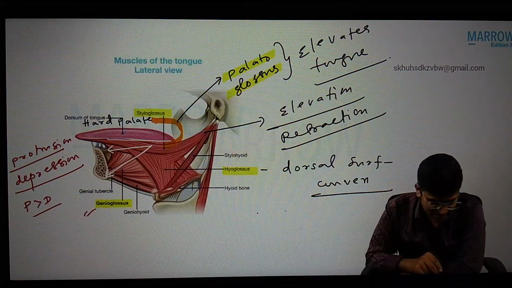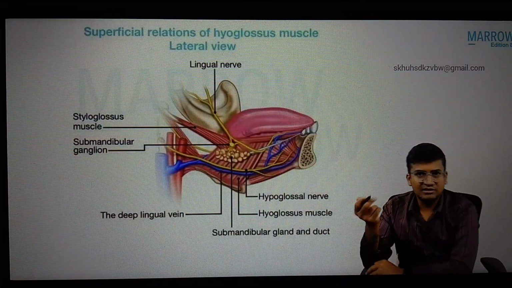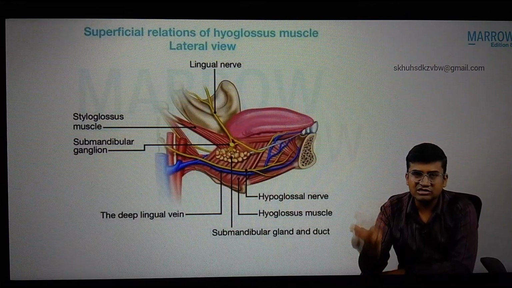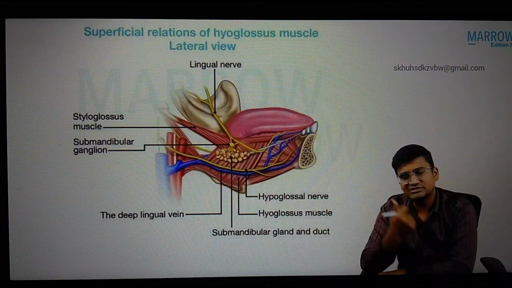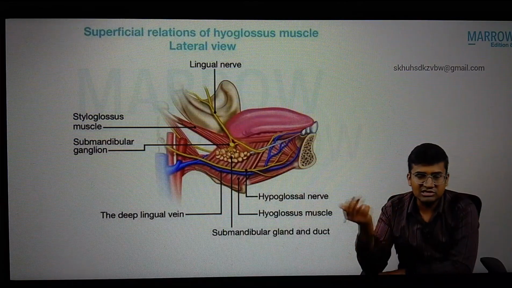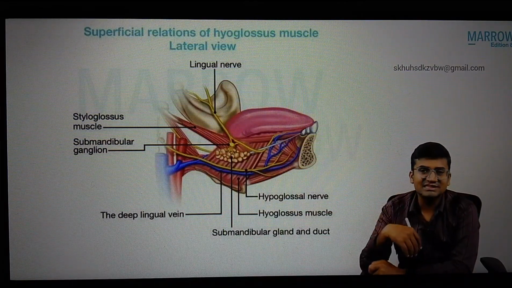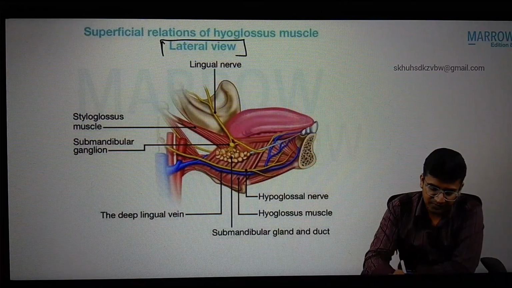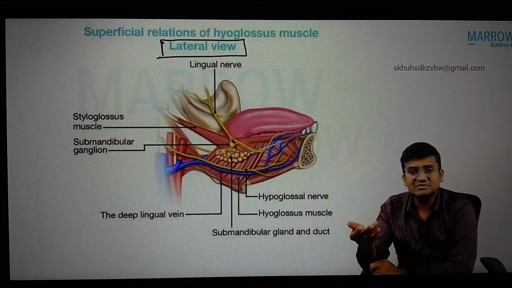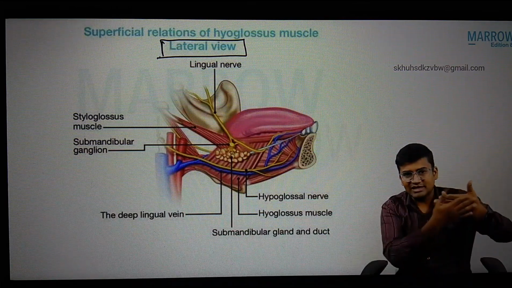Okay, right. Next, we're going to see the relations of the hypoglossus muscle. Already we know the hypoglossus muscle origin, nerve supply and actions. Now we're going to see the relations. Now see the diagram. We are seeing the lateral view, and the hypoglossus muscle has two relations.